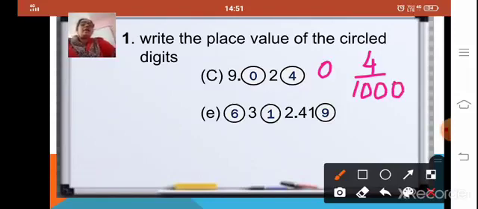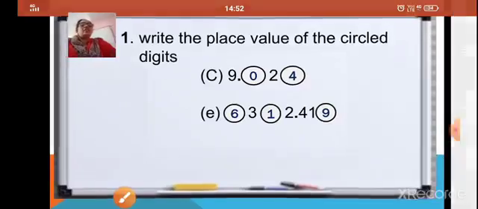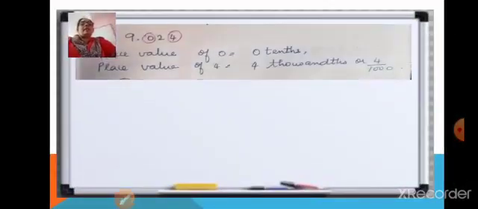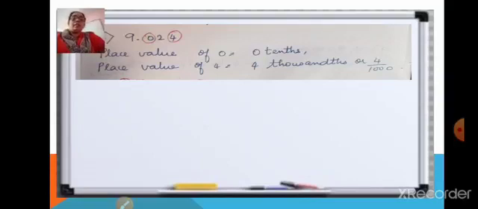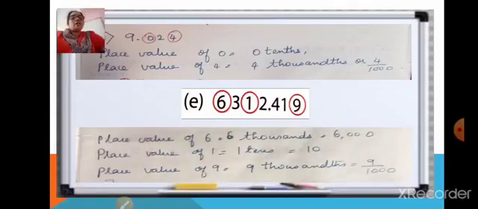In the second number, 6 is in thousands place. So the place value of the number 6 is 6000 because it is in the whole or integral part. 1 is in tens place, so it is 10, and 9 is in thousandths place, so it will be 9 upon 1000. Just check the answer. Yes, the place value of 0 is 0 tenths, so the value will be 0 itself, and the place value of 4 is 4 thousandths or 4 upon 1000. Same way for the second sum, place value of 6 is in thousands place, so 6000. 1 is in tens place, so 10, and 9 is in thousandths place, so it is 9 upon 1000.